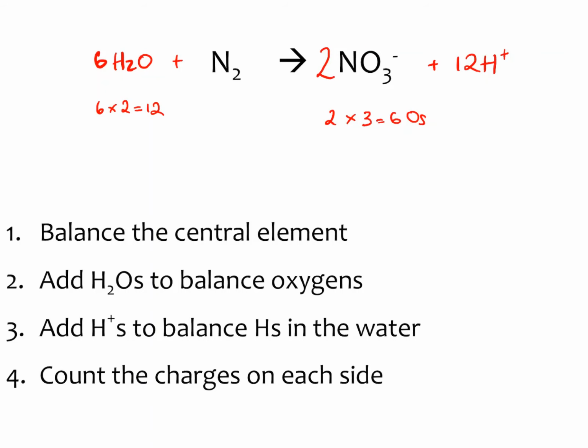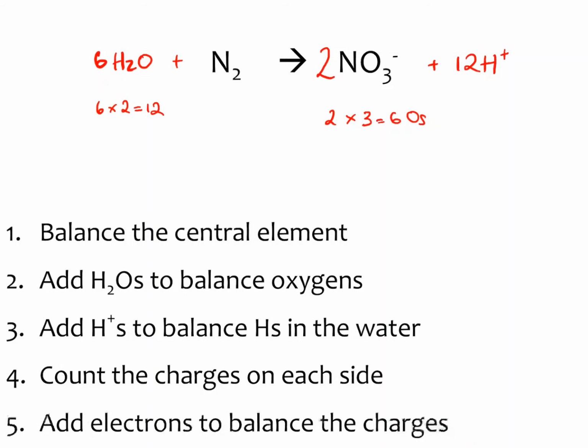And so the final step is to count up the charges on each side and add electrons to balance the charges. So looking at this in terms of maths, we've got water which is neutral, and we've got nitrogen which is neutral. Put a little equal sign there. We have 2 nitrates which are negatively charged, 1 minus each. So we have a -2 that comes from the 2 nitrates. And then we have +12 for the 12 H+. So at the minute we have 0 on the left equals +10 on the right-hand side. -2 + 12 is +10.